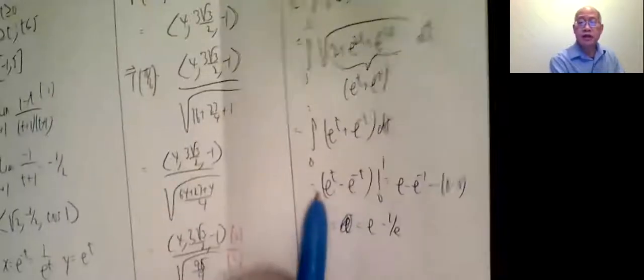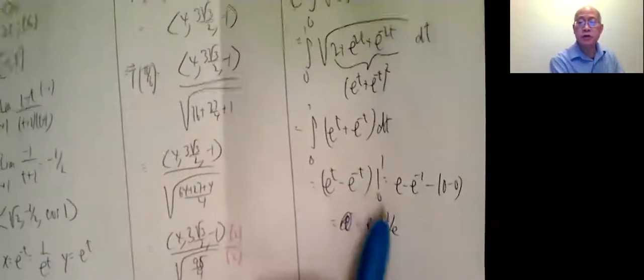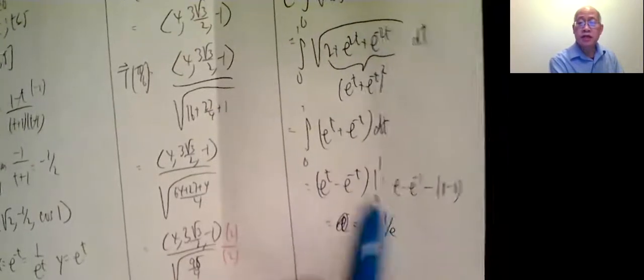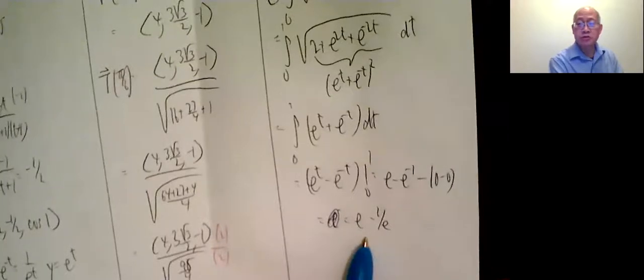So I integrate that, e to the t minus e to the negative t from 0 to 1. Plug in 0, you end up with 0. Plug in 1, you have e minus e to the negative 1, or e minus 1 over e.